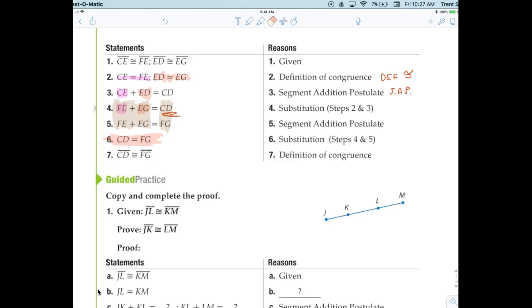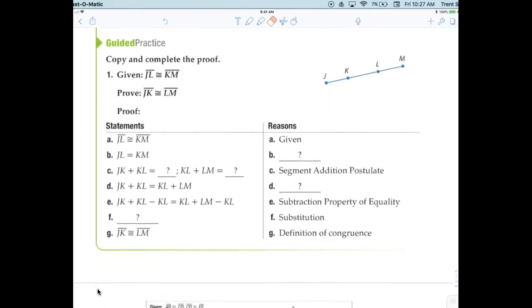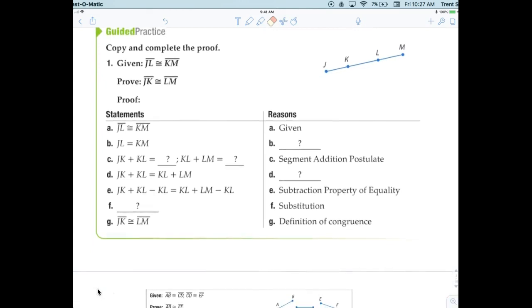All right, so now let's take a look at the next one. Now I'm going to mark the figure. I'm going to mark JL. Stay with me. JL is congruent to KM. I mark it like that because I can't do the overlap. Is everybody with me? I am trying to prove that JK is congruent to LM. Again, I would probably say that's stating the obvious, but we're going to prove it.